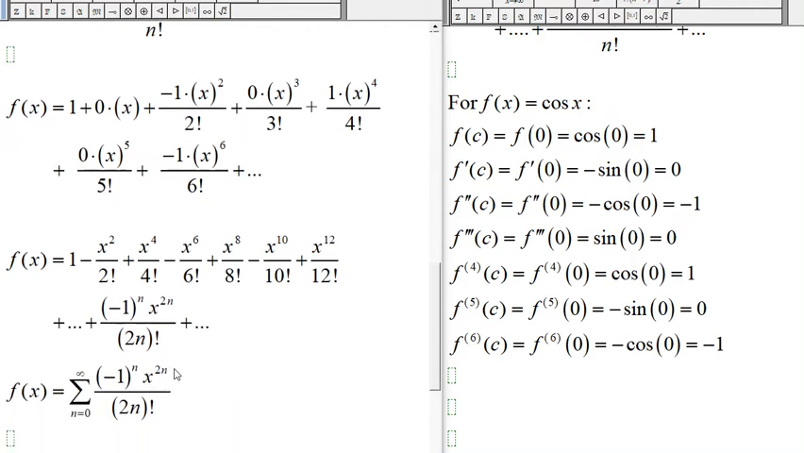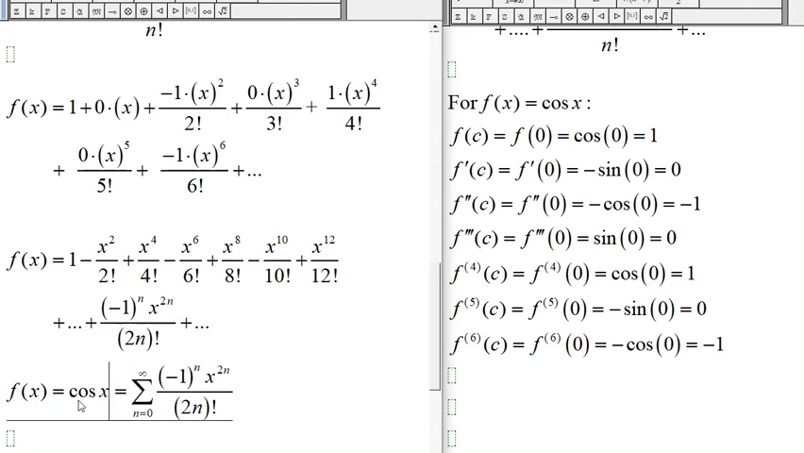And so, using summation notation, f of x, which is the cosine of x, is going to be the summation from n equals 0 to infinity of negative 1 to the n times x to the 2n, and then divided by 2n factorial. And then we can check this formula right here.